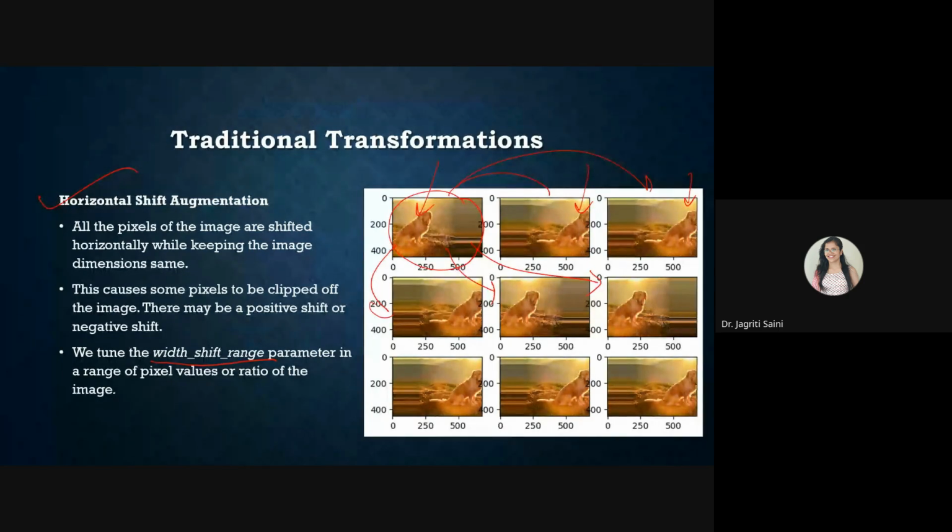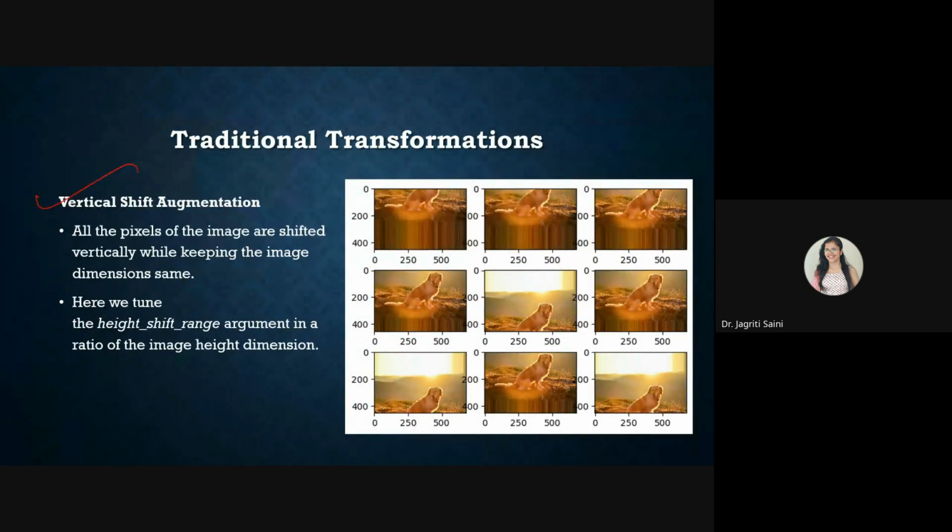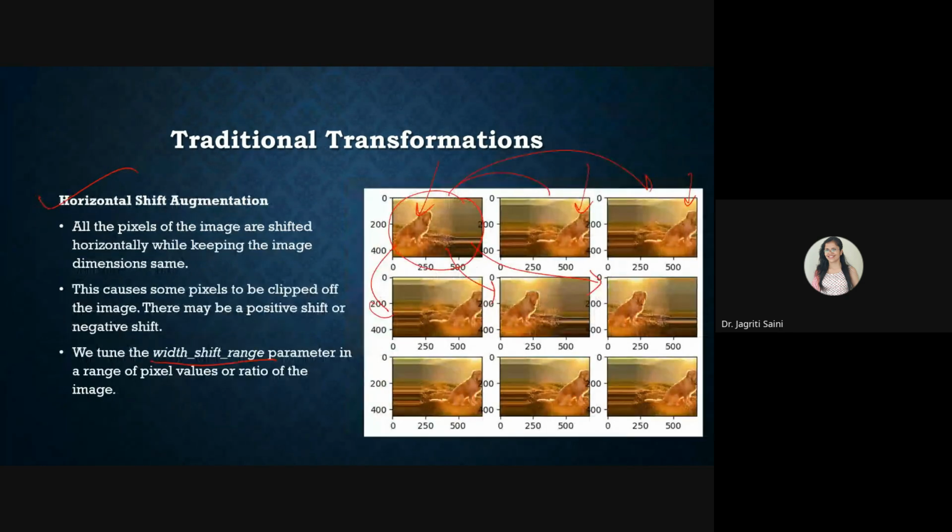While building your model, this particular parameter you can add. Then one more example is vertical shift augmentation. Just another idea behind this: in this case we are shifting it right or left.